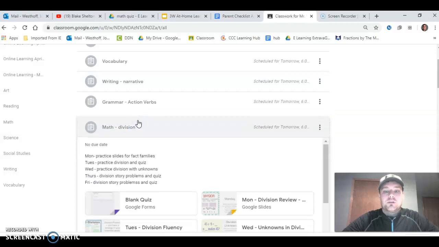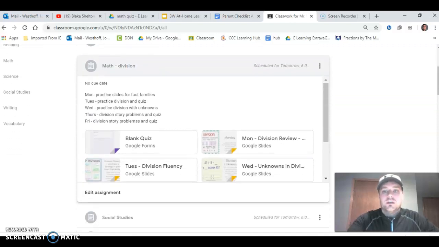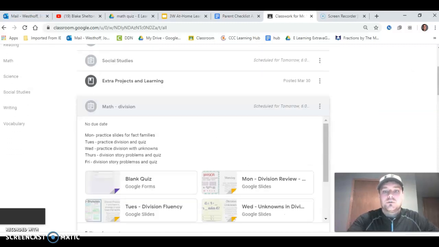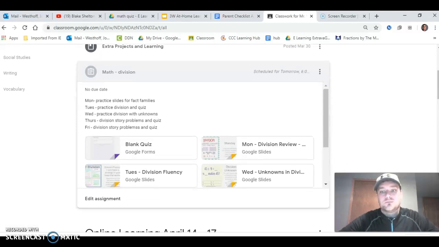In math, we're going to be moving on to division. And all of this division work is a review for them, as right when we were called out of school, we were in the middle towards the end of working on division. I focused mostly this year on teaching them how to use multiplication fact families to find the division answer. There's videos about that on Monday.